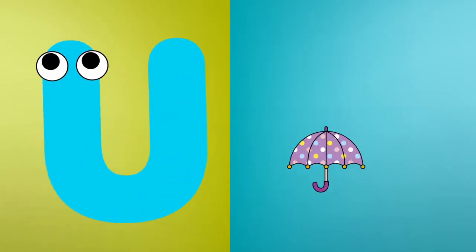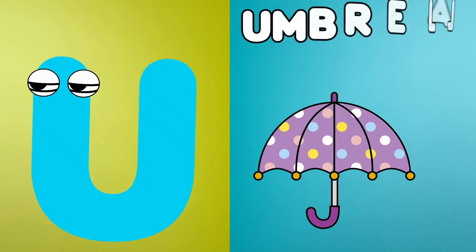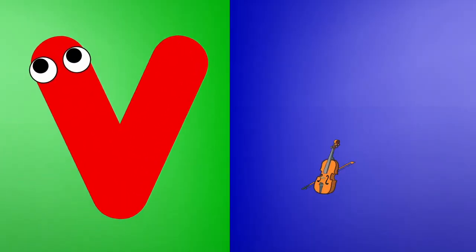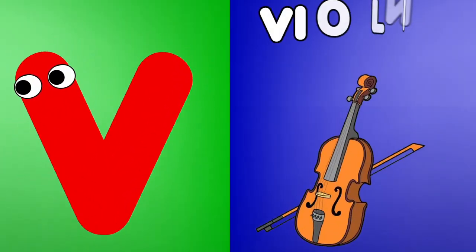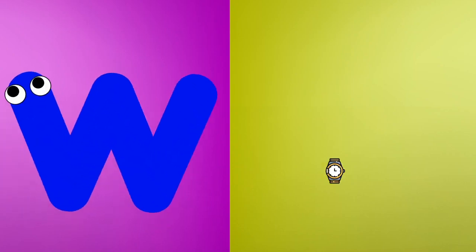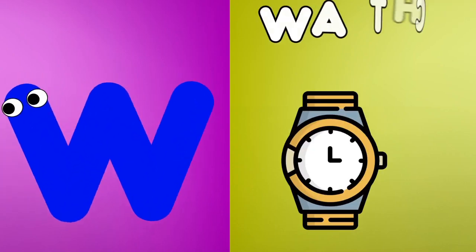U is for umbrella, u, umbrella. V is for violin, v, violin. W is for watch, w, watch.